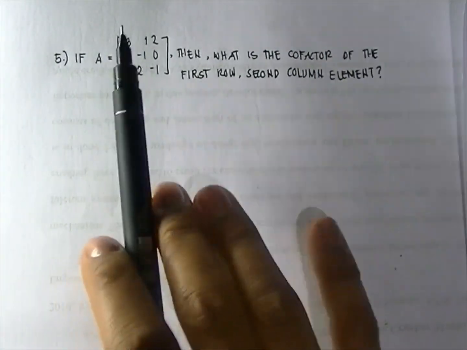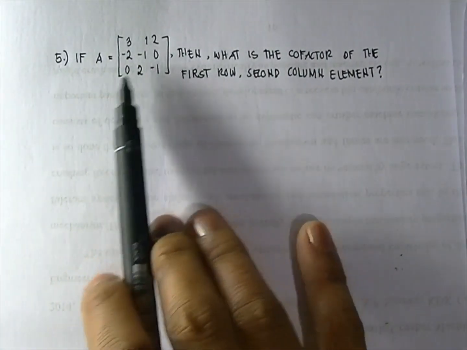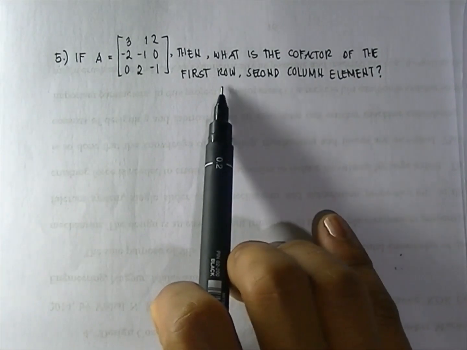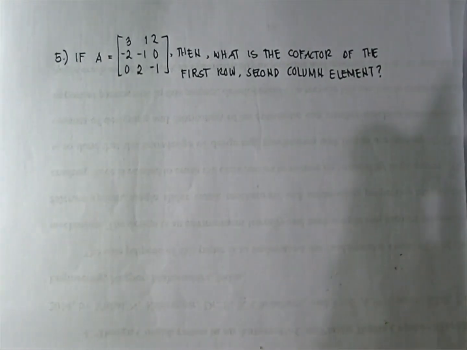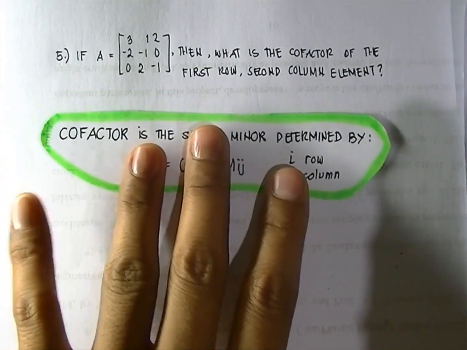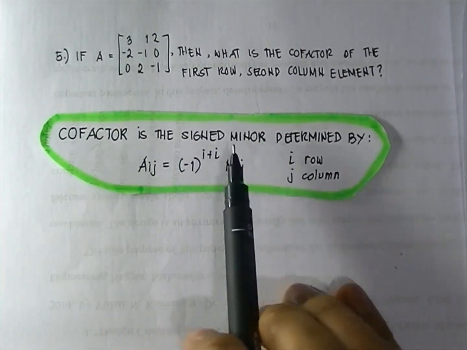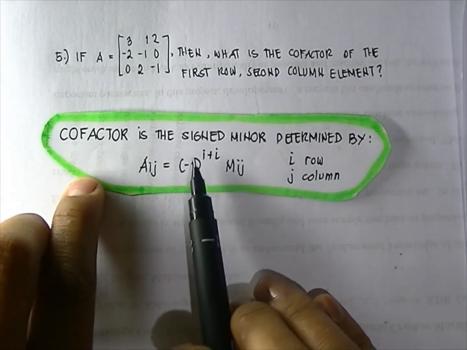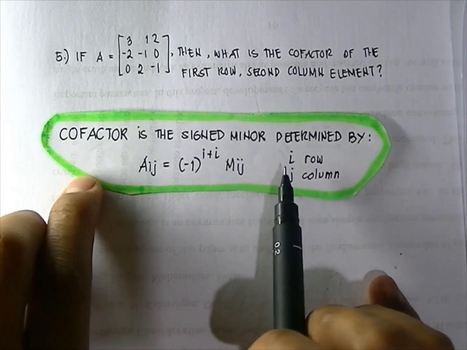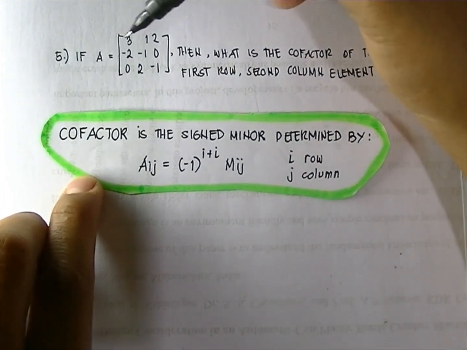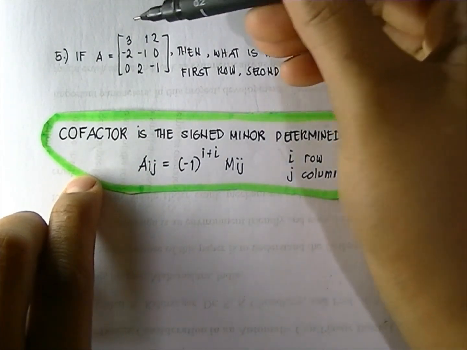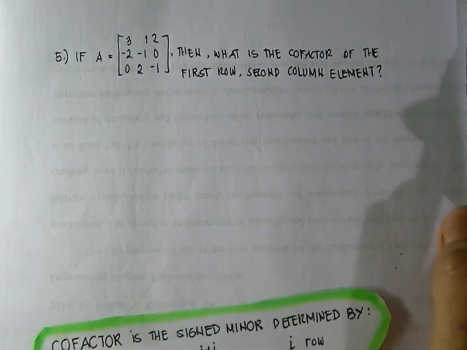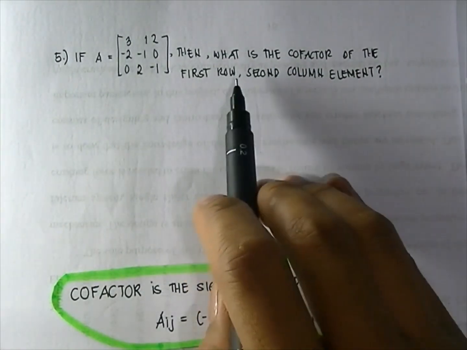Number 5, if A is 3, 1, 2, negative 2, negative 1, 0, 0, 2, negative 1, then what is the cofactor of the first row, second column element? So first, let's define what is cofactor. Cofactor is the signed minor determined by Aij equals negative 1 raised to i plus j times Mij. So i is the row, and j is the column. So let's start.